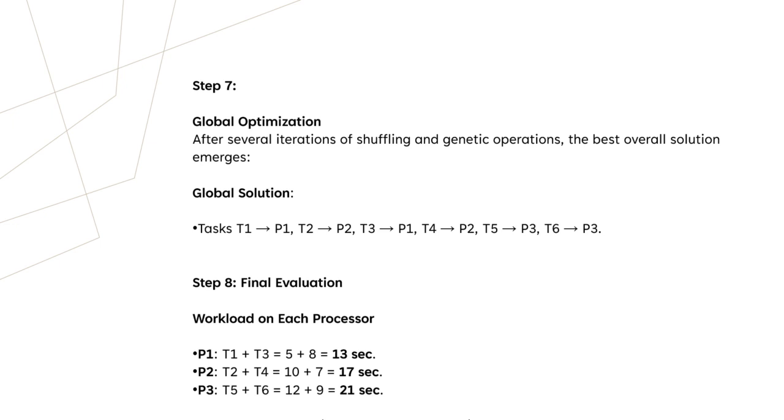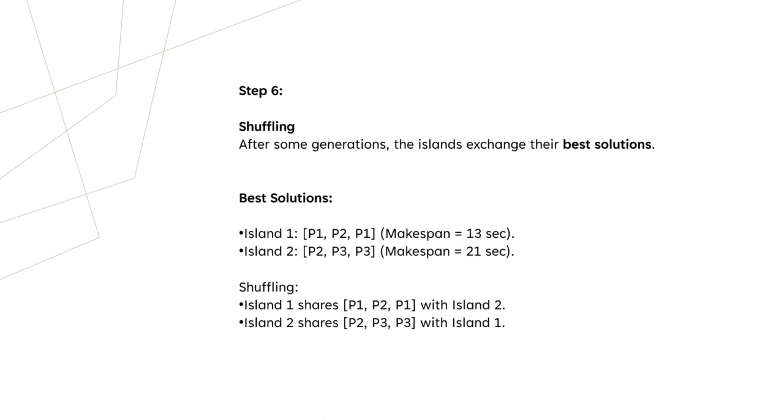Now we have to check what the processors are and which tasks go with each processor. So based on the above solution, processor 1 was running 2 tasks, which were T1 and T3, and processor 2 was also running 2 tasks, T2 plus T4, and processor 3 was also running 2 tasks, which were T5 and T6. Based on their times, which we calculated in the previous slide, the times will be 13 seconds, 17 seconds and 21 seconds. So the total time it will take is 21 seconds, because it is the longest processor time.